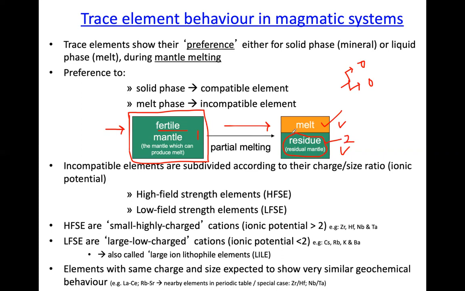So the more compatible elements will be concentrated within the residue, while the more incompatible ones concentrate within the liquid phase. So elemental concentration wise, the residual mantle has high concentration compared to its original state in terms of compatible elements, right? The opposite is true for the melt, right? So this is what happens during the mantle melting.